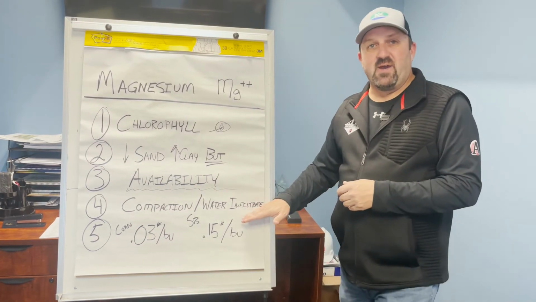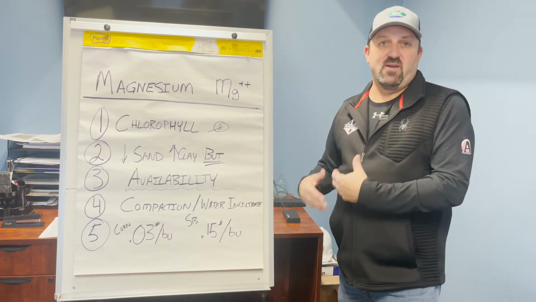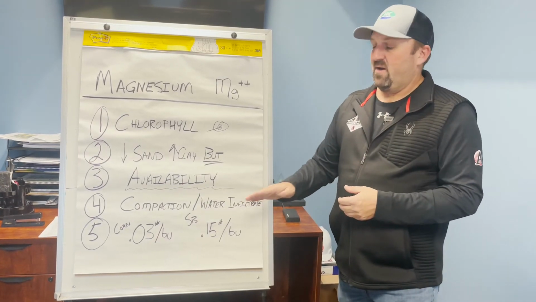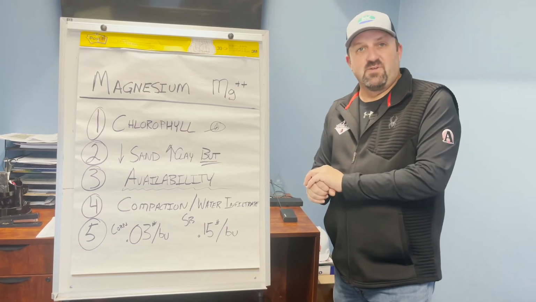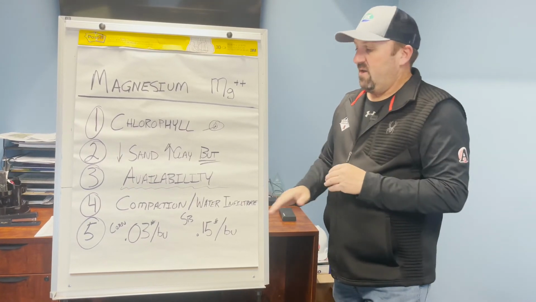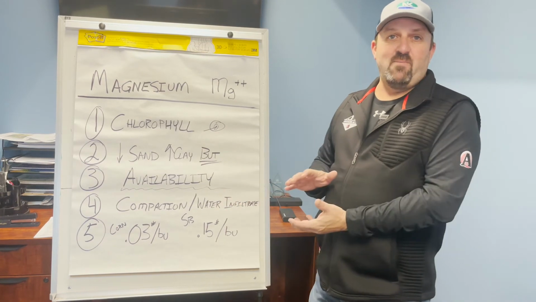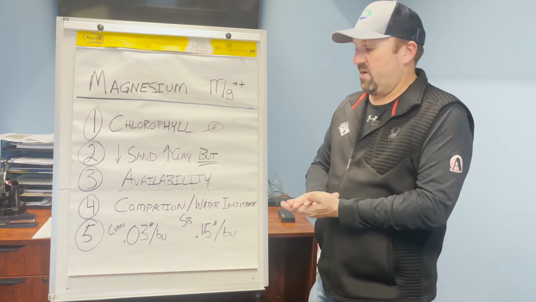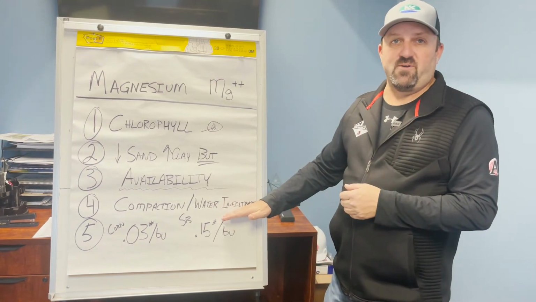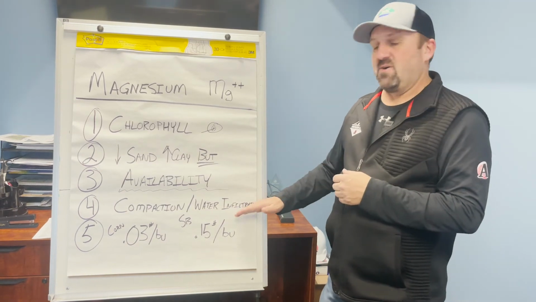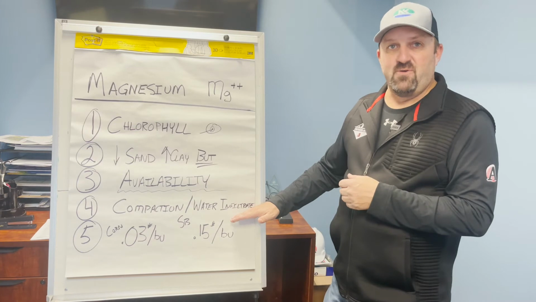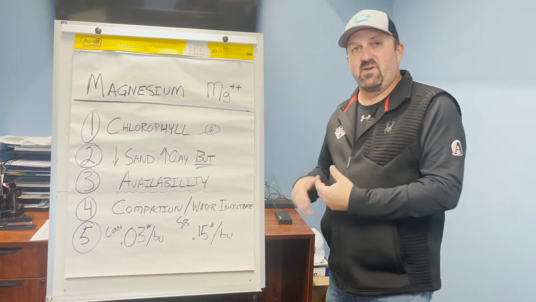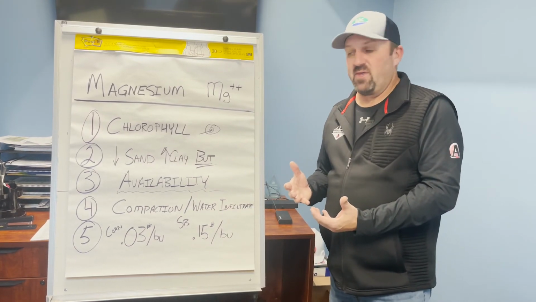Where we see some magnesium rear its ugly head in higher mag soils, because it's the smallest of our cations, it can create some compaction layers. High mag soils are susceptible to compaction, issues with water infiltration. So there are some negatives to having high magnesium, and these are two of the main ones that we see. So we've got to look at some strategies to manage through that.